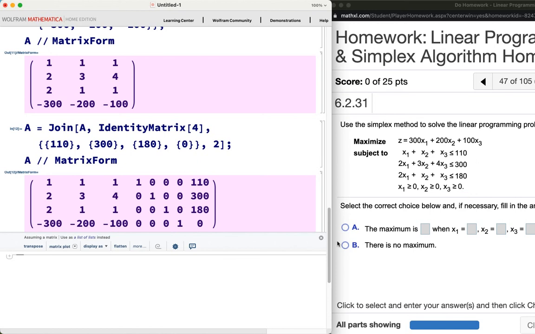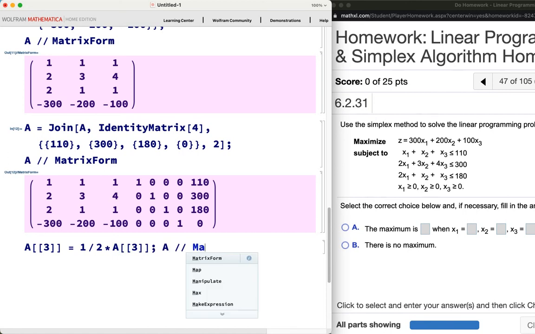Okay, so we're going to have to start pivoting right over there. So how do we do that? Third row is equal to 1/2 times the third row. This is just Gaussian elimination from chapter 4. You guys should know this already, I hope.